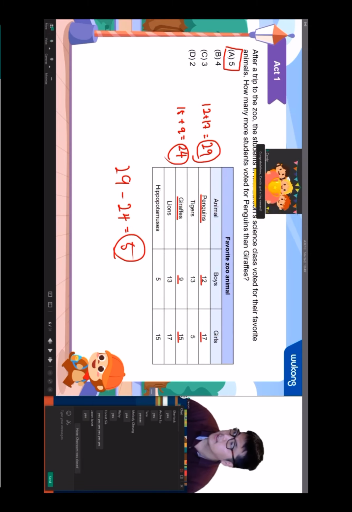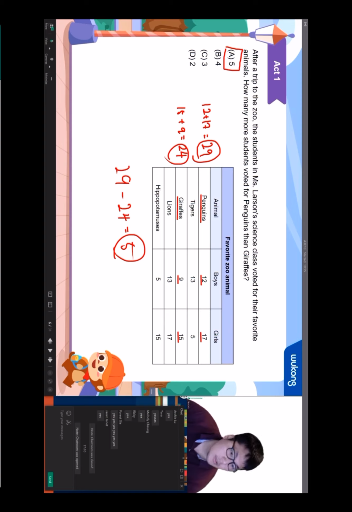So well done. So, yes, everybody, this is how you do this question, and make sure to understand and know why. What does it mean? Okay? So, very good, guys.